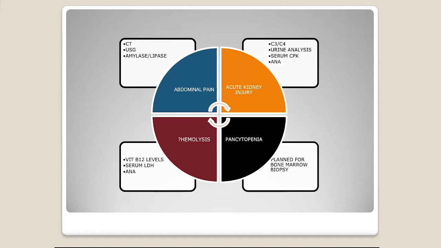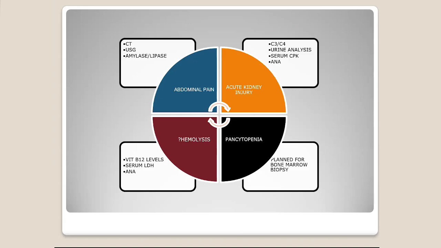So we have a plethora of symptoms, which is displayed in the slide. The patient had abdominal pain, and reports revealed acute kidney injury, and the patient had a drop in hemoglobin along with hyperbilirubinemia, suggesting hemolysis may be present in this patient. The patient had pancytopenia with total count of 4,000, HB of 7 and a platelet count of 1.1 lakh.